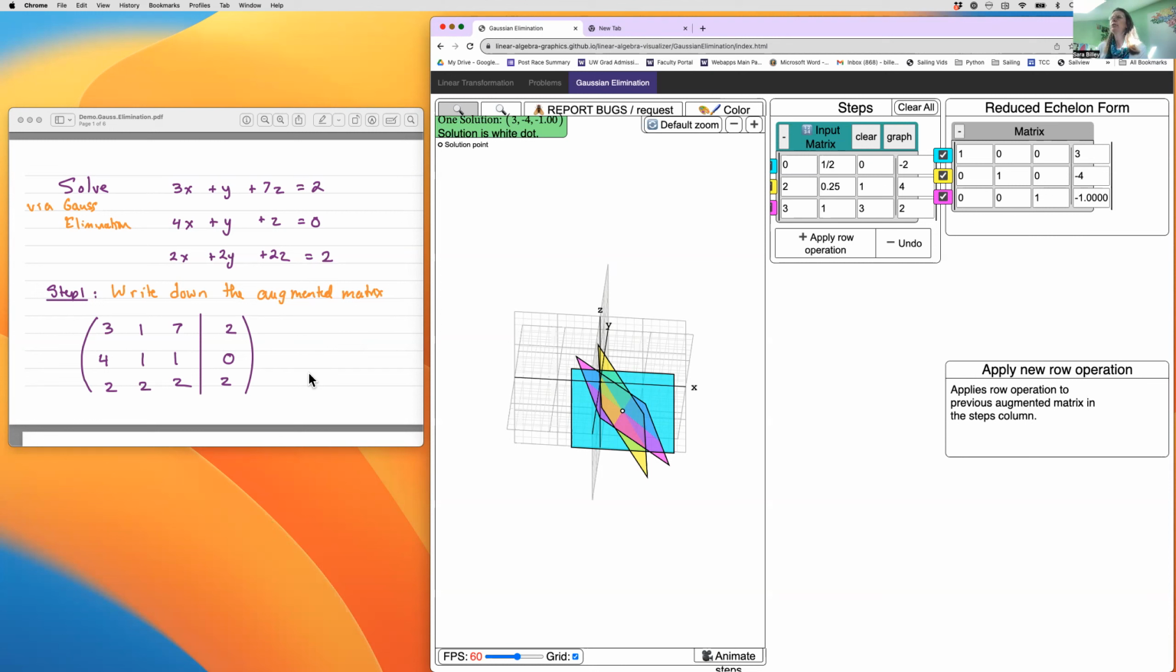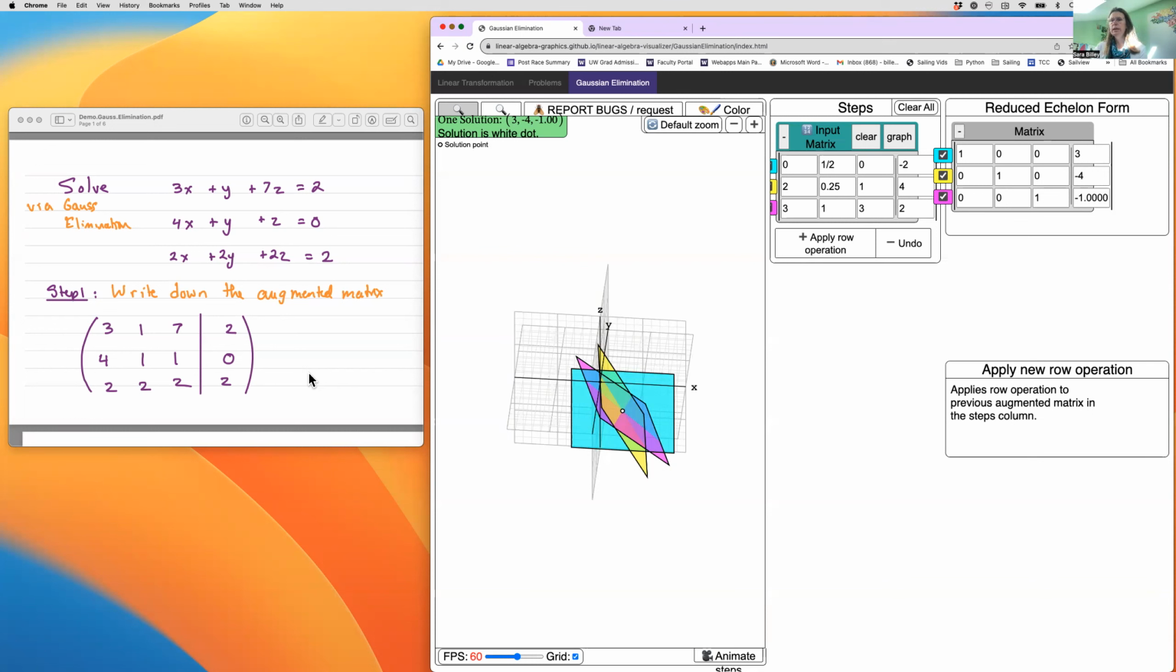So let's say you had to solve a system of linear equations, 3 unknowns and 3 different equations. Let's say it was written as 3x plus y plus 7z equals 2. That's the first equation. 4x plus y plus z equals 0, and 2x plus 2y plus 2z equals 2. All right, let's solve that by Gauss elimination.